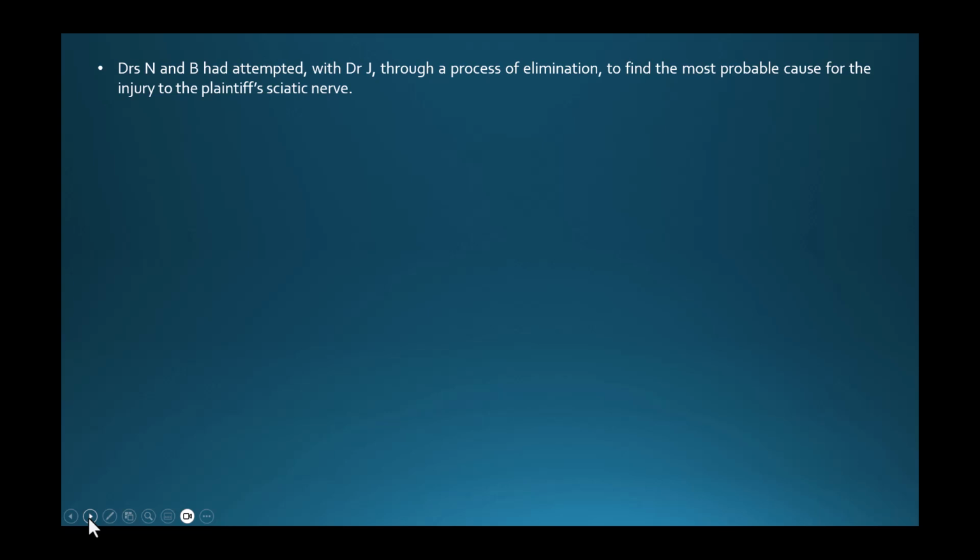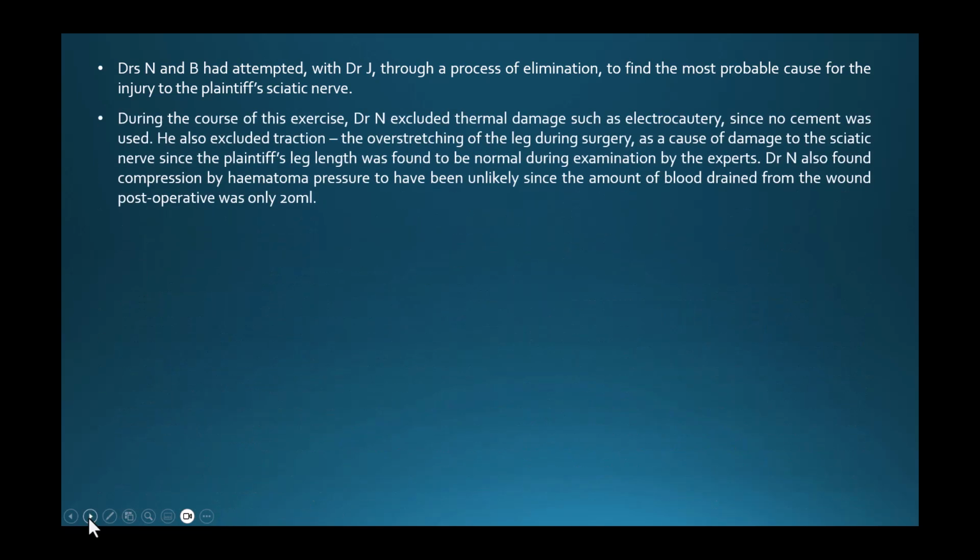Then Doctors N and B had attempted with Dr. J, through a process of elimination, to find the most probable cause for the injury to the plaintiff's sciatic nerve. So now we've got Dr. J entering the picture. What is common cause between all the parties? Let's have a look at that.